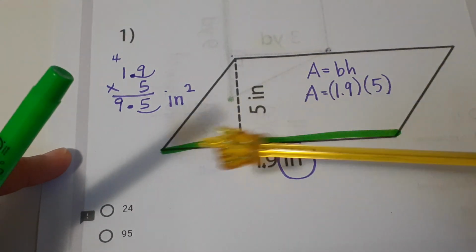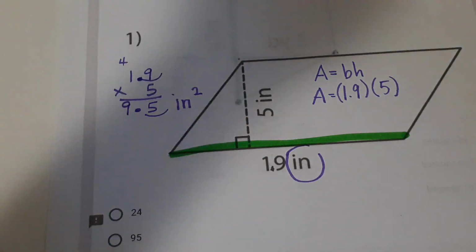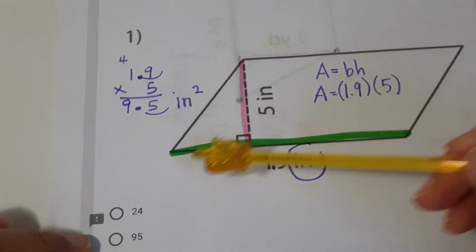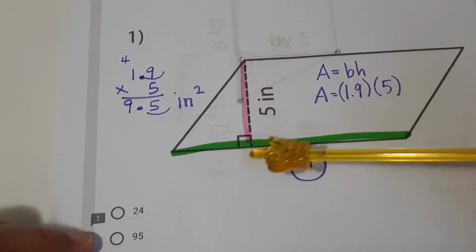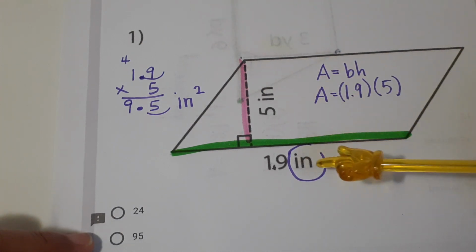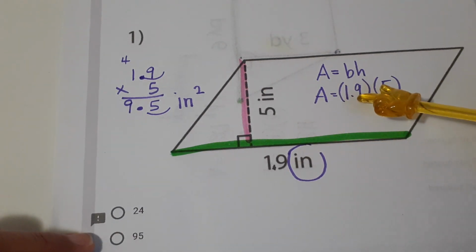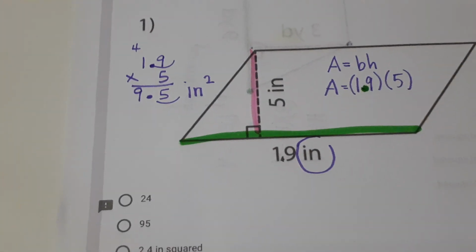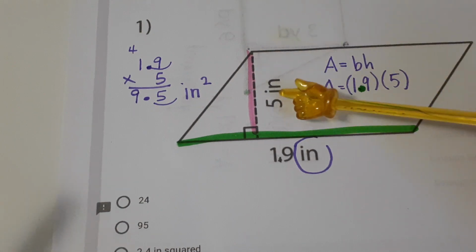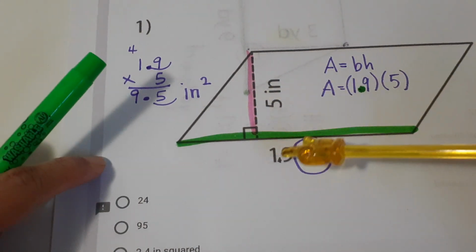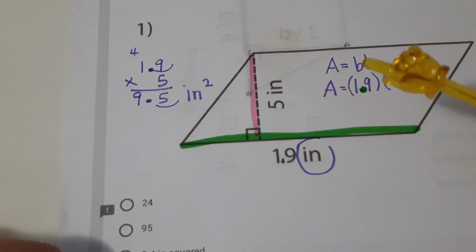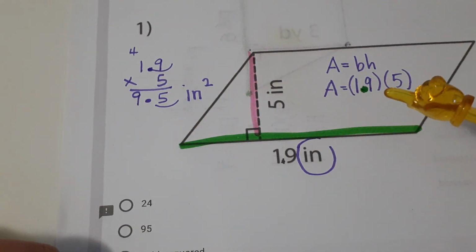So once you figured out what the base is and what the height is, remember, again, I'm not going to get tired of repeating this: where the base and the height meet, they will form a 90-degree angle. So you multiply the base, 1.9, remember there is a decimal, and the height is 1.5. So multiply 1.9 times 1.5. Show your work. You're going to get 9.5 inches squared.